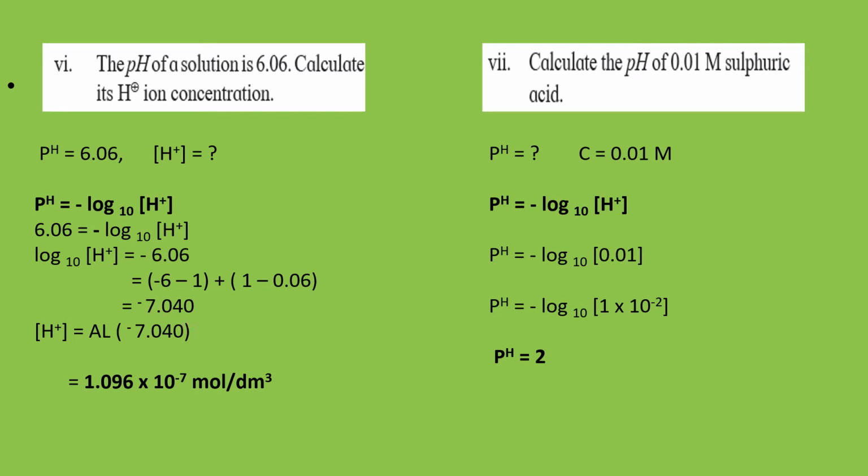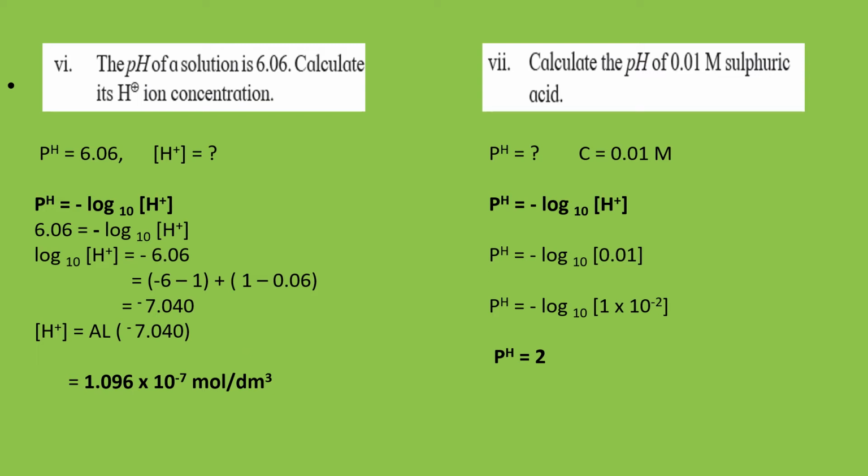7.040. Now we have to take the anti-logarithm of this number into 10 raised to minus 7. Characteristic we can write it as into 10 raised to minus 7. So the anti-logarithm of 0.040 is 1.096 into 10 raised to minus 7 moles per decimeter cube. So the H plus ion concentration is equal to 1.096 into 10 raised to minus 7 moles per decimeter cube.